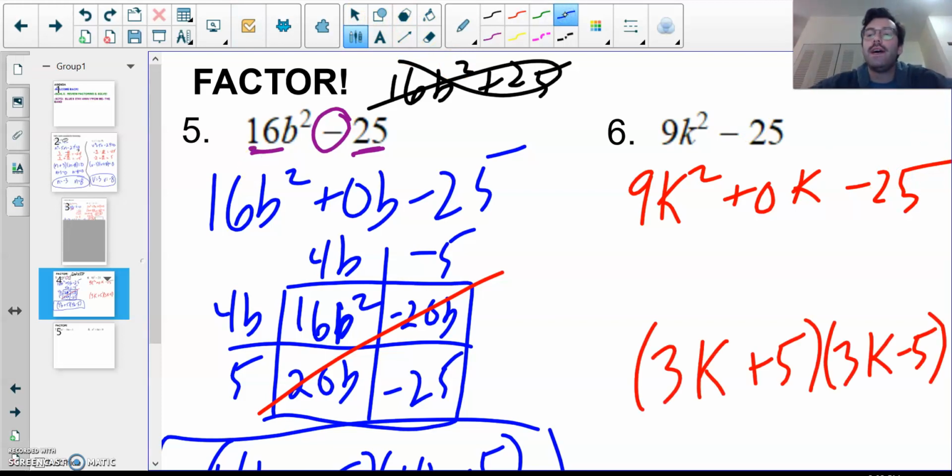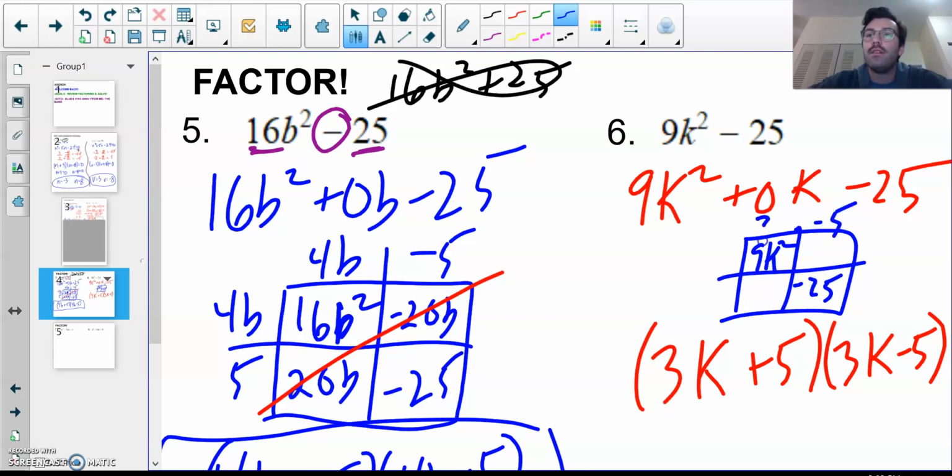Hopefully you got 3k plus 5 and 3k minus 5. If you're a box person and did the box, your box would have looked like this: 9k squared, negative 25, 5, 3k, 3k, and positive 5. And then this would have been 15k and negative 15.